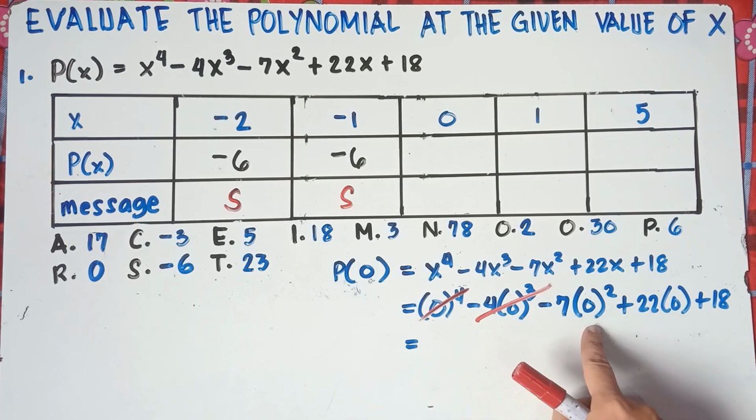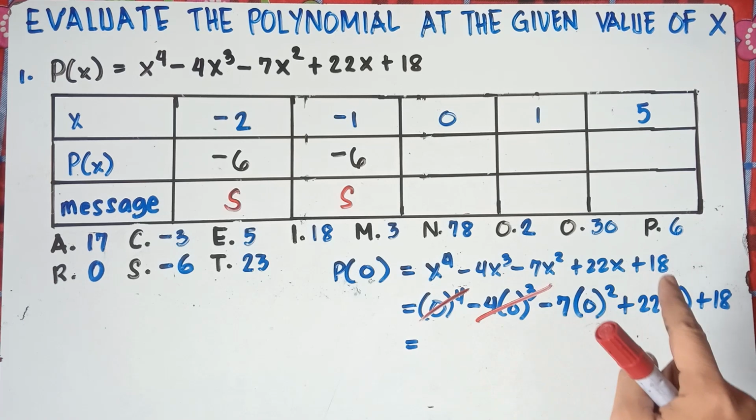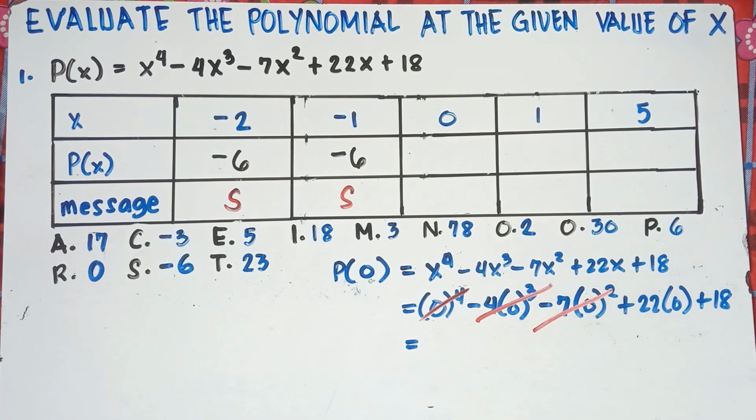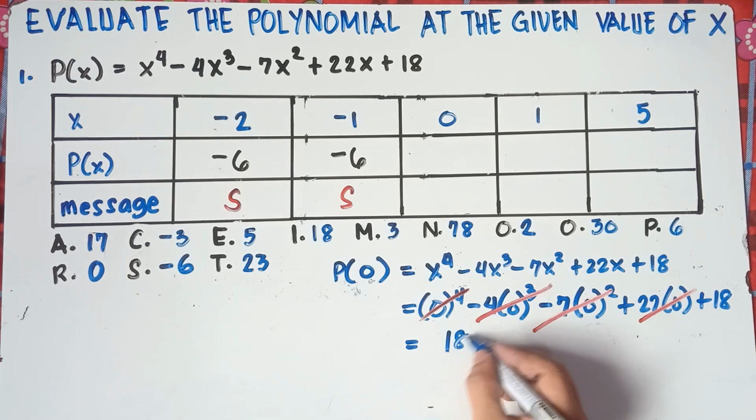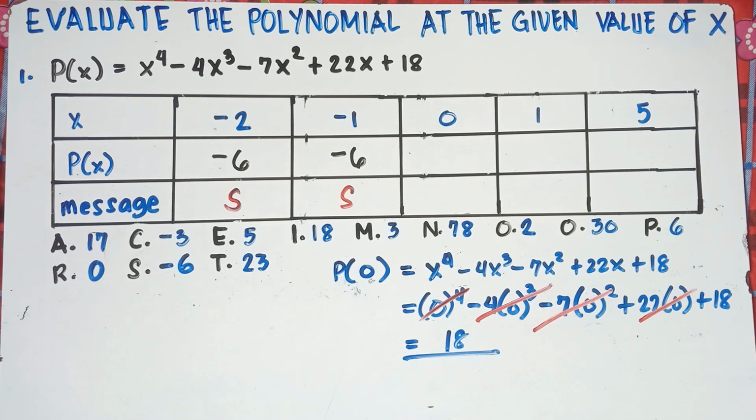This will be 0 times 0 is 0, times negative 7, that is still 0. You can cancel this out. 22 times 0, that's still 0. You can cancel this out. And the remaining will be 18. Alright, so the answer is 18.